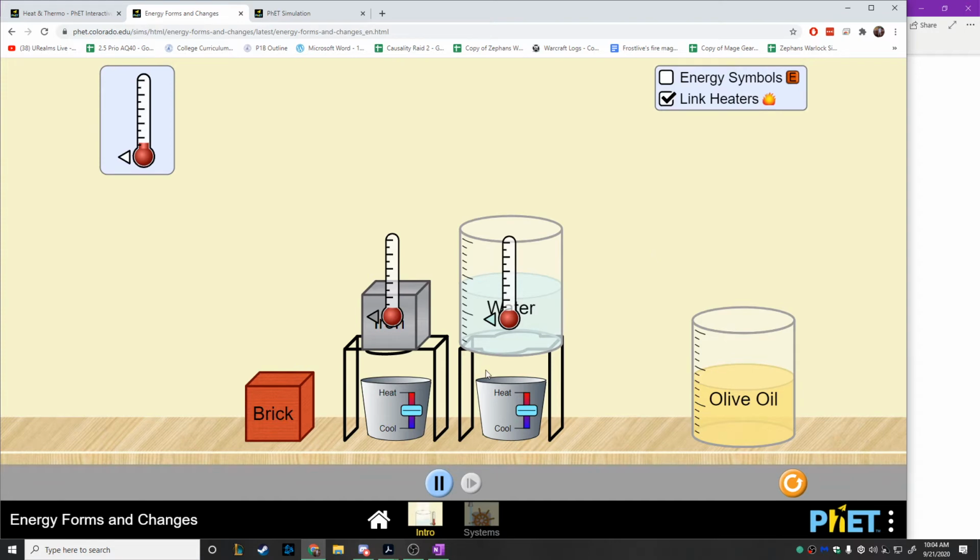So now you guys can tell me, if I apply heat to these two objects, which one is going to get hotter faster? Which one is really going to reach a higher temperature faster? Is it going to be the water, or is it going to be the iron? The iron. And how do you know? How do you know it's going to be the iron? What's up?